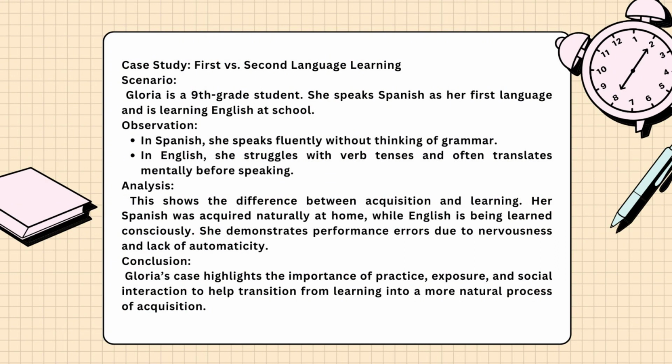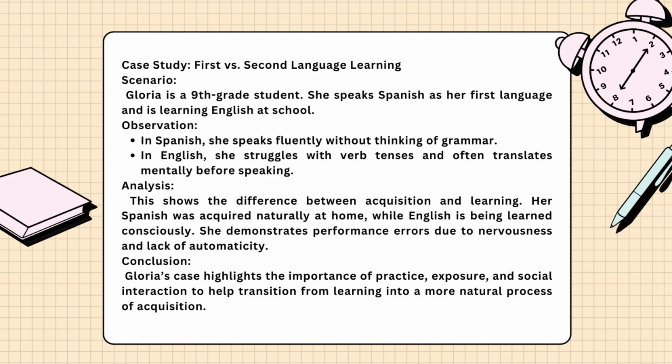Case study. First language acquisition versus second language learning. Scenario. Anna is a 4-year-old girl who speaks Spanish at home. She acquires Spanish naturally with no effort. At age 6, she begins to learn English at school. At first, she translates directly. I have 10 years, instead of, I am 10 years old. This shows the influence of her first language on second language learning.